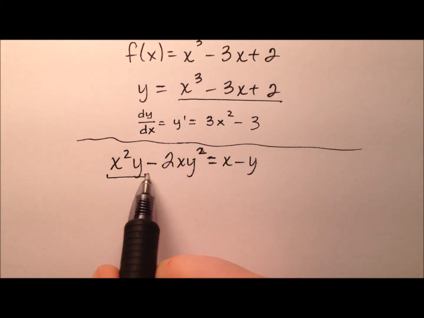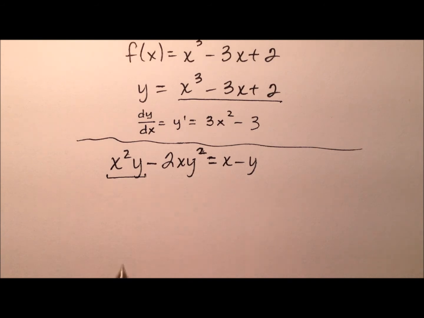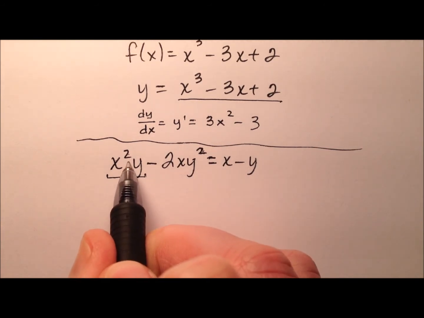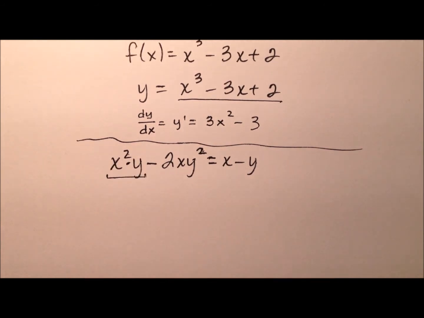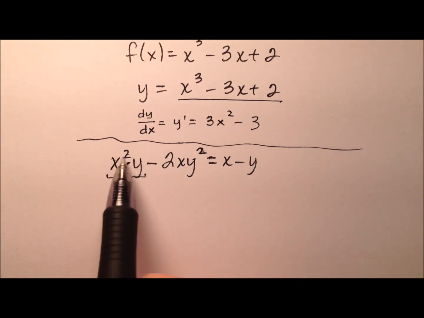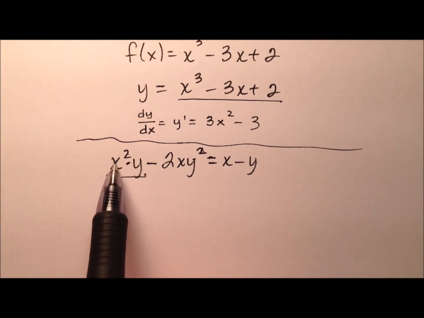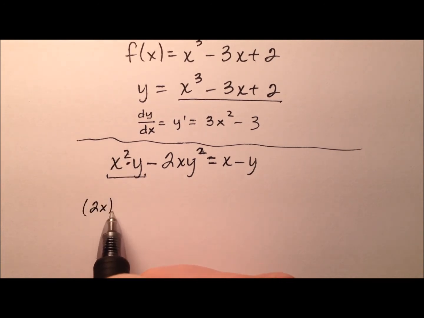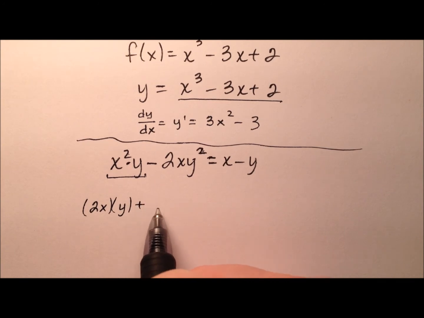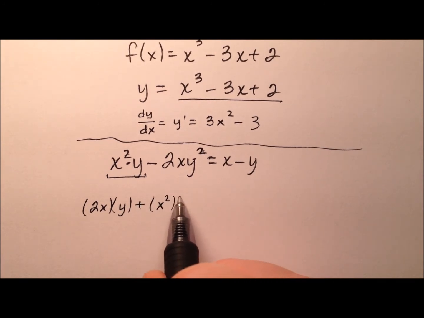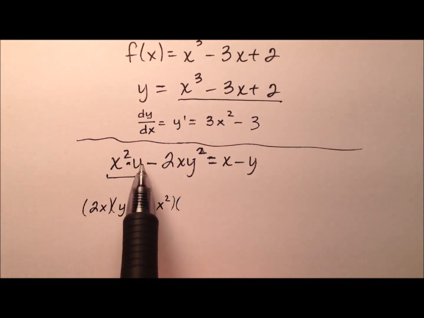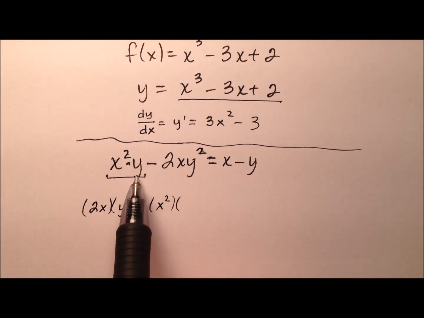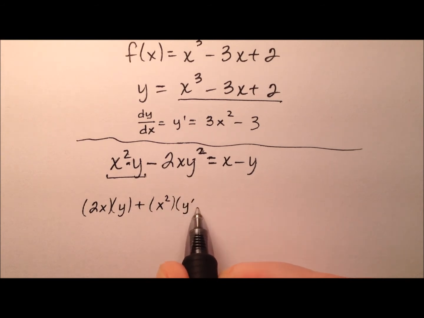Okay, so let's look at this first one, x squared y. Well, it looks like we have the product rule. We have x squared times y. So let's use the product rule to find the derivative here. It's the derivative of the first, so the derivative of x squared is 2x, times the second, plus the first times the derivative of the second. Well, the derivative of y is just 1, but since we differentiated a y, we need to include a y prime with it. So it's 1 y prime.